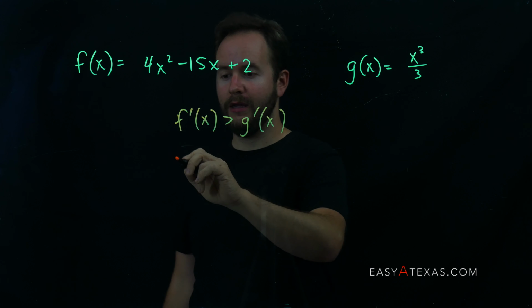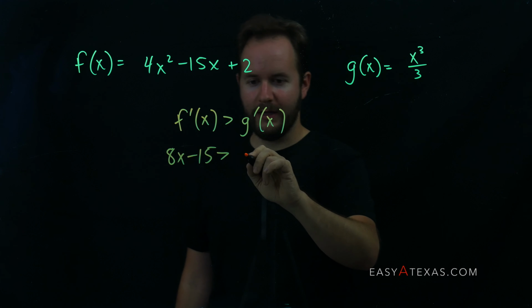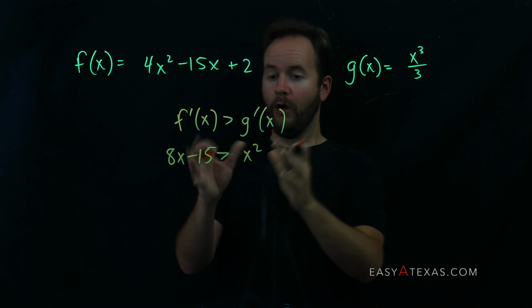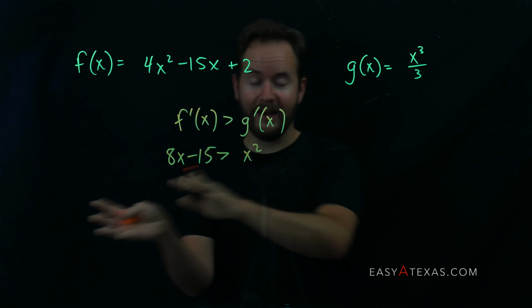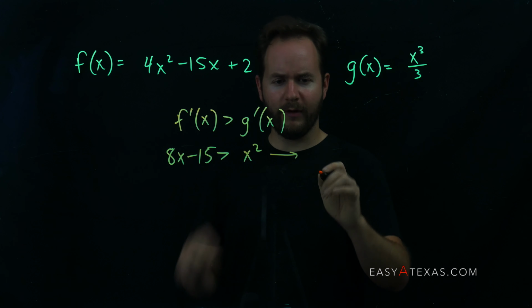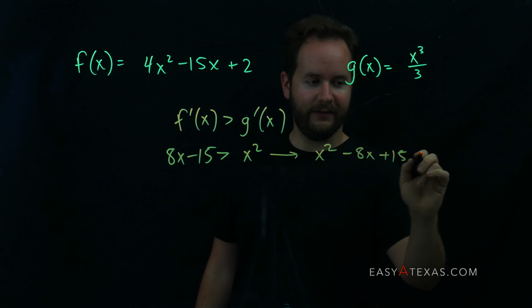The derivative of f would be 8x minus 15, and the derivative of g of x would just be x squared. The 3 comes down in front, cancels the 3, and the new power is 2. Okay, so we have this inequality to solve. I think the best thing to do to help you solve an inequality like this is get everything over to one side. So I'm going to subtract the 8x and the negative 15, and I can rewrite this as x squared minus 8x plus 15 is less than 0.